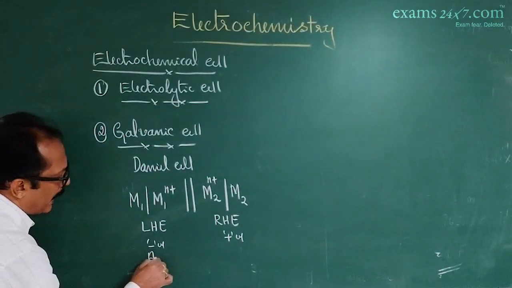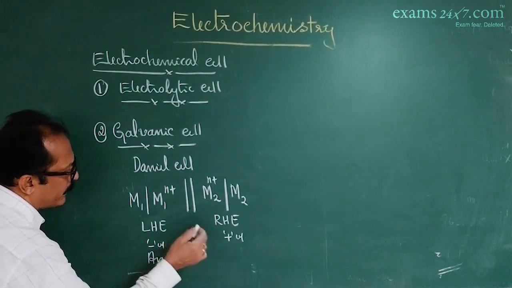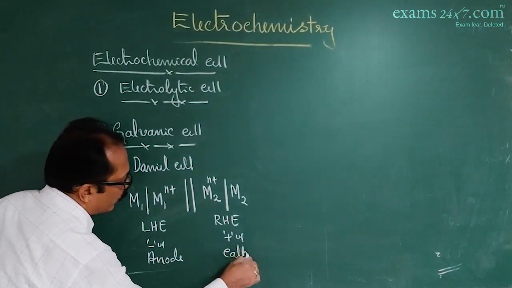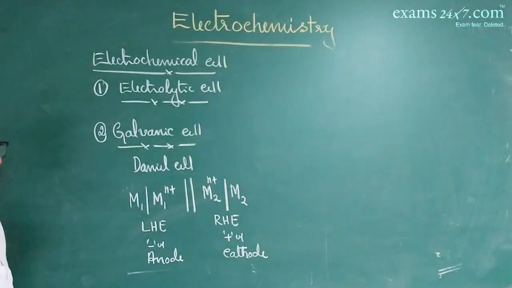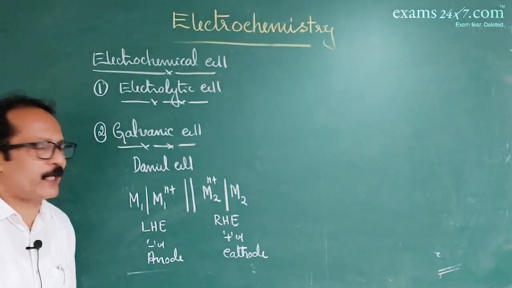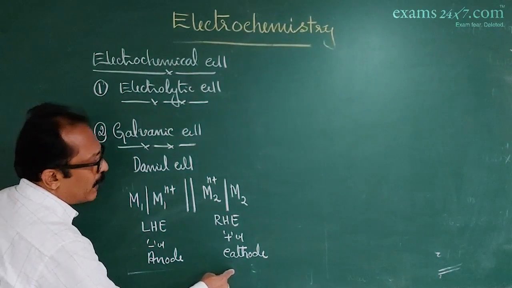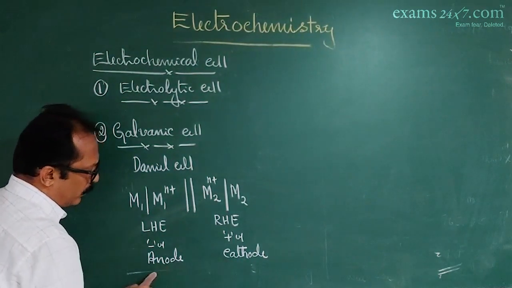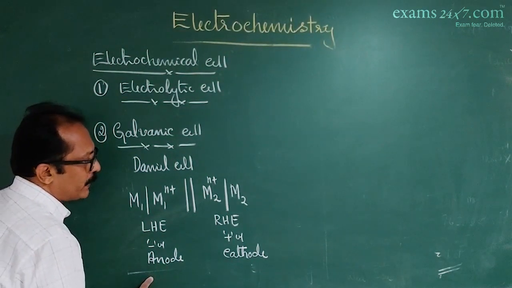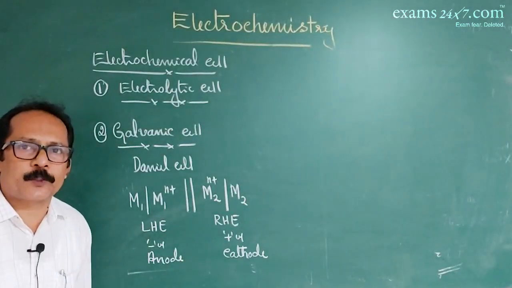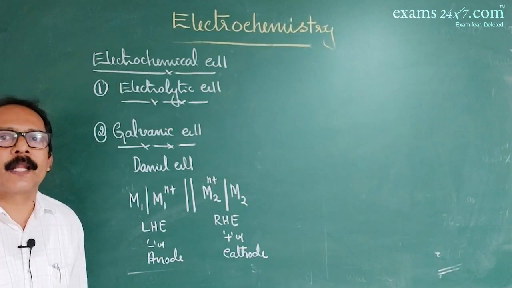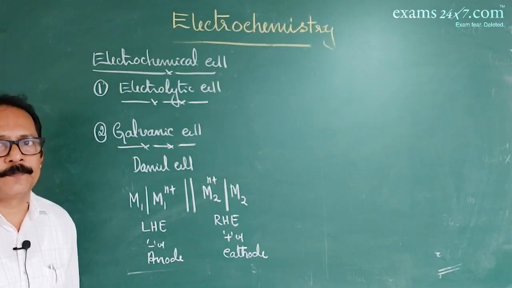It's called an anode. In a galvanic cell, the anode is negative and the cathode is positive. Or with respect to reduction potential, the electrode with higher reduction potential is the cathode, and the electrode with lower reduction potential acts as the anode. Anode is where oxidation takes place, cathode is where reduction takes place.